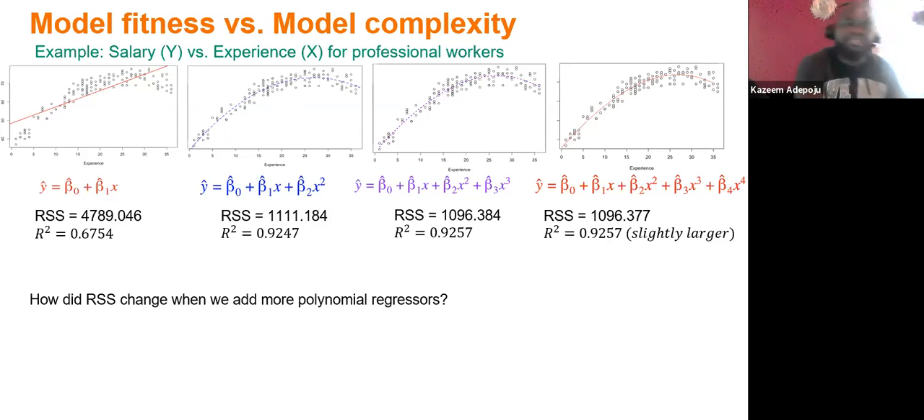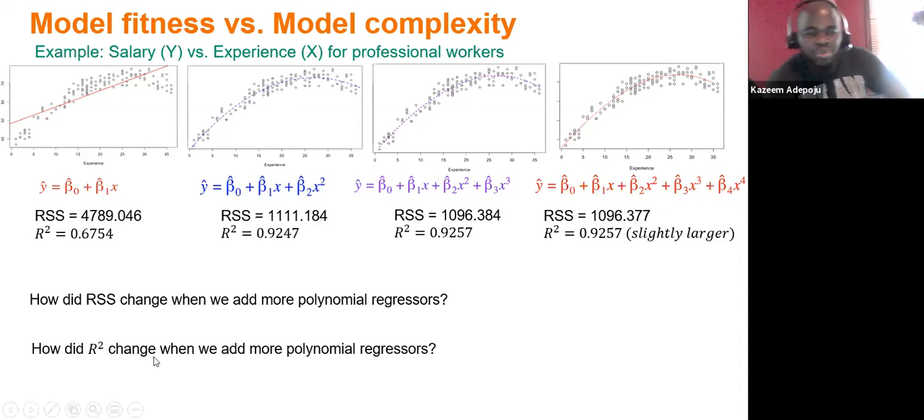So that was why I asked, how did the RSS change when we add more polynomial regressors? Of course, you can see right here, when you add more polynomial regressors, it's going to be changing. Can you see that now? And how did R squared change when we add more polynomial regressors? It's going to get to a point where R squared is going to give you the same number. When it gives you the same number as you add more parameters, it means it has converged.